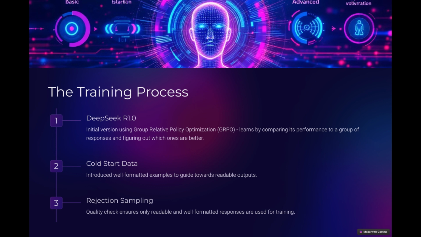Exactly. Then they layered on the reinforcement learning, but with a twist. They use something called rejection sampling. So the model generates multiple responses, but only the ones that pass a quality check in terms of readability and formatting are used for further training. So it's like a built-in editor that's constantly pushing for better output.